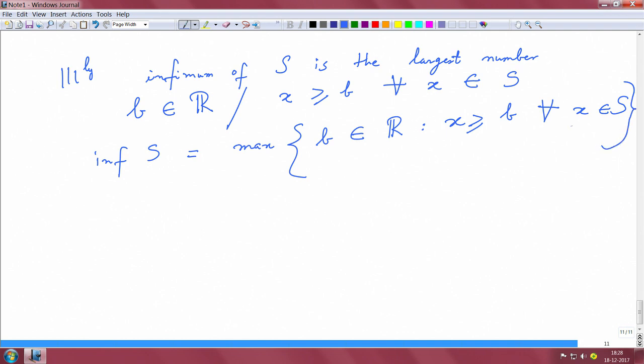So, pick an x belonging to the set S, right, and I have a b such that x is greater than or equal to b and b belongs to R, not necessarily belonging to the set S. It could belong to the set S or it need not belong to the set S, but b belongs to R.